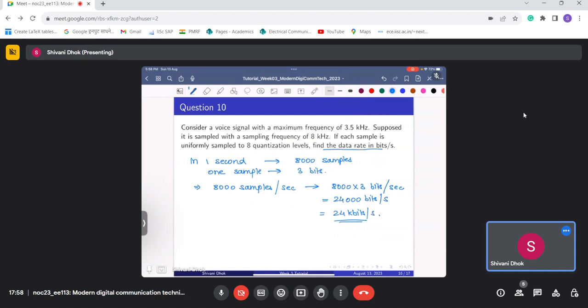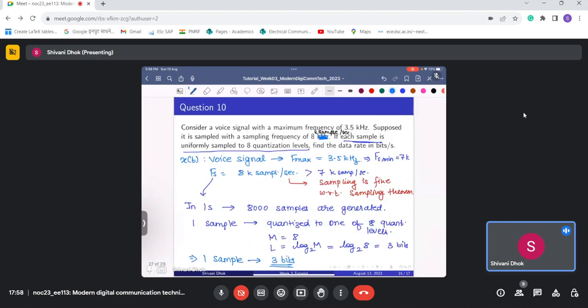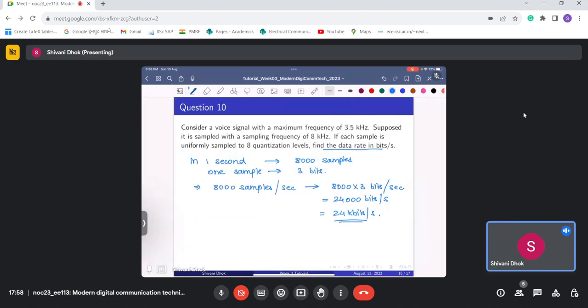So this is the data rate that we are obtaining here, the rate at which we are sending. This is simply 24 kilobits per second. Very simple question, nothing much, no maths involved or no concept involved. It's a simple manipulation.